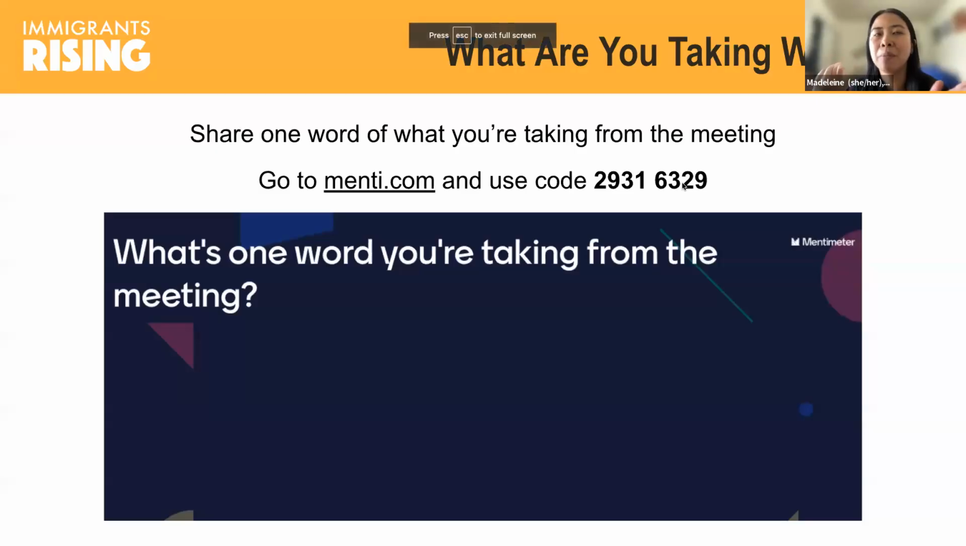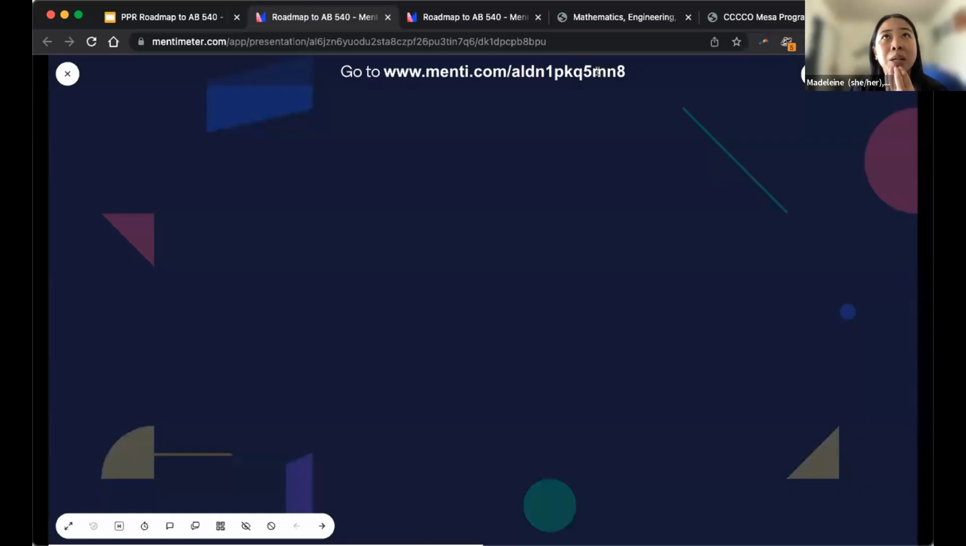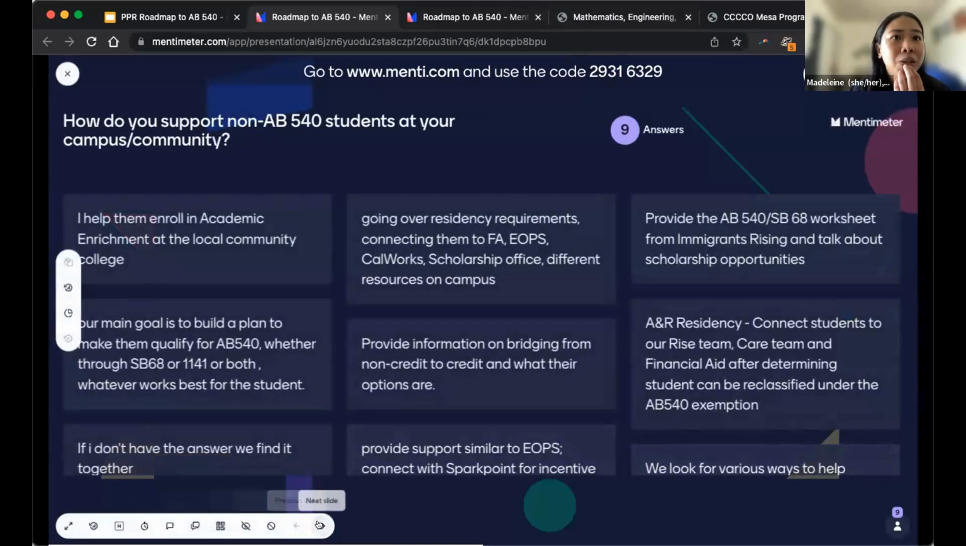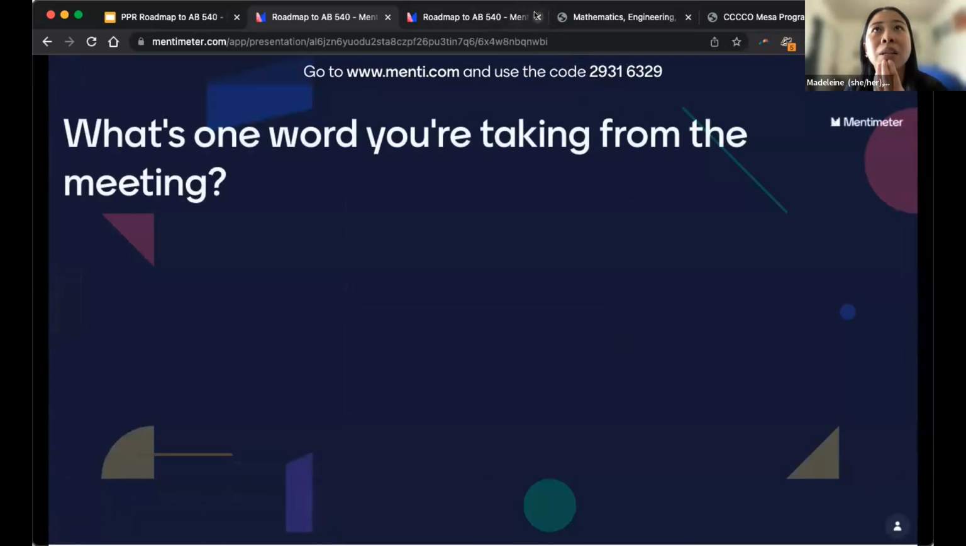We have this one final Mentimeter for folks to just share one word of what you're taking from the meeting, and you go to that same link with that same code to let us know your one word. And I'm just going to pull that up so we can take a quick look at it. It should not be this one. It should be this one. So just one word that you're taking from the space. I'll wait for a couple of responses.